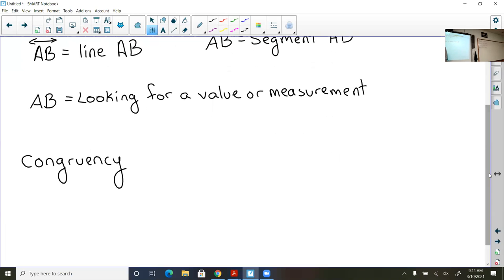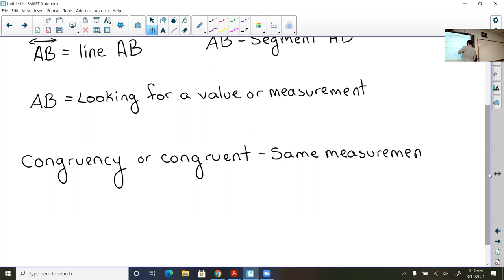And the last thing I want to talk about before we get into the actual math is the word congruency, or for things to be congruent. Now we're going to be bringing this word up a lot. If something is congruent, that means that something is going to be equal. So if my height was congruent to someone else's, we have the same height. So it's going to have the same measurement.